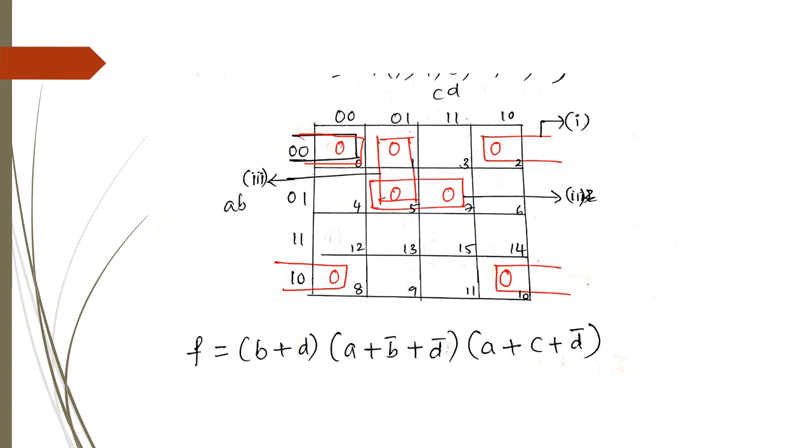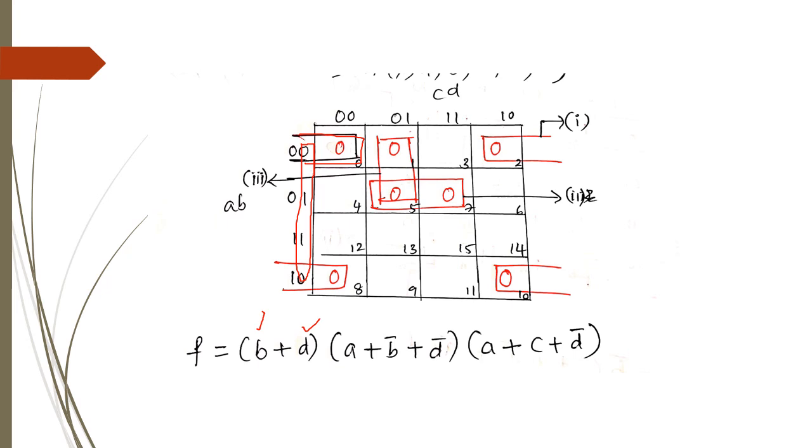If you just check here, B is the same, so I can write B as it is. And for CD you have 0 0 and 1 0, so D is 0 again, so I can write it as B plus D. In the same way you can write for these two cells.